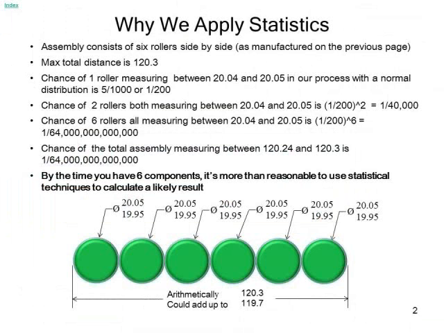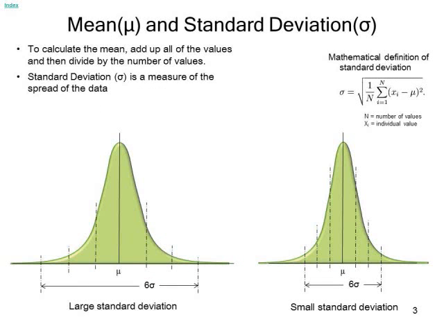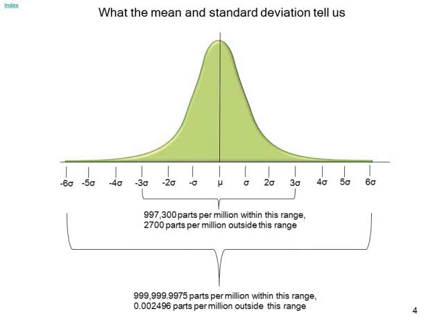The book starts out talking about why we apply statistics to stacks. The book defines mean and standard deviation. Once we understand mean and standard deviation, we have defined the distribution. Now we can draw conclusions about how many parts per million will fall within versus outside the spec limits.